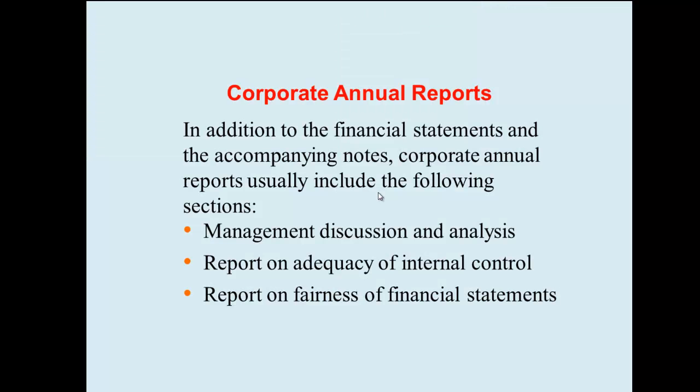Let's take a second now and discuss corporate annual reports. In addition to the financial statements and the accompanying notes, remember the footnotes are what go behind the financial statements and provide us detail with respect to all of those numbers on the face of those financial statements. We also have this corporate annual report, and that's going to include the following: a management discussion and analysis section, a report on the adequacy of internal control, remember that from Chapter 7, and reports on the fairness of the financial statements. Are they prepared in accordance with generally accepted accounting principles?